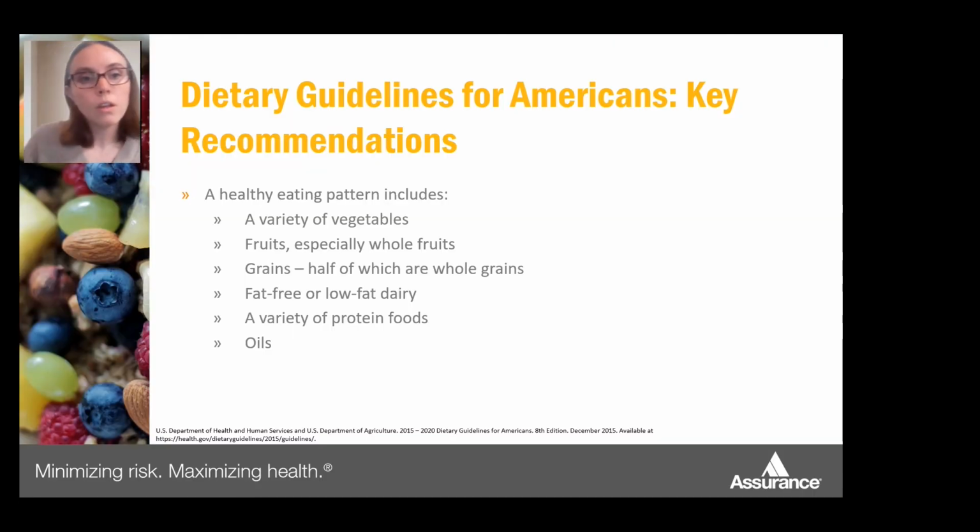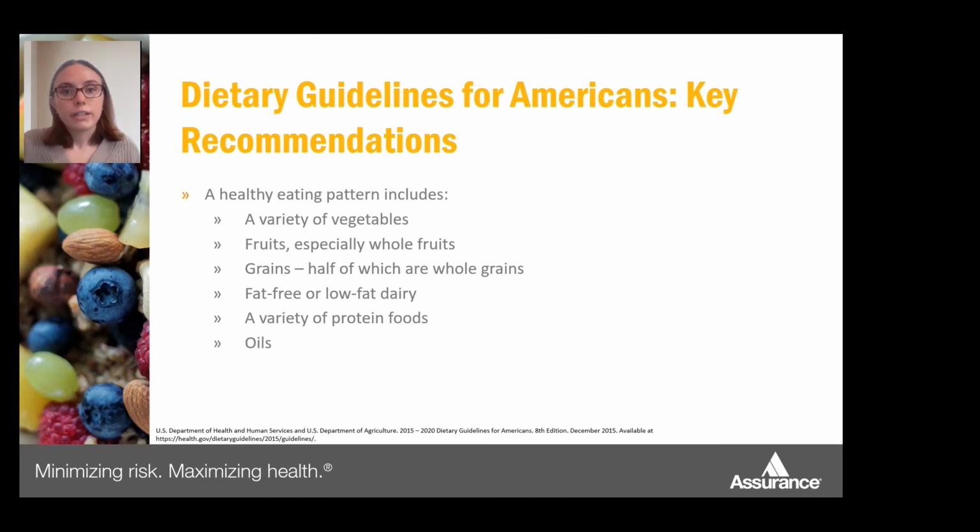Okay, so starting with nutrition here, I first want to establish a baseline knowledge of what a healthy eating pattern is. So for these recommendations, I do reference the Dietary Guidelines for Americans, which is a report that's put out by the USDA every 5 years. And really the goal of these guidelines is to help Americans make healthy food and beverage choices to promote overall health and reduce the risk of developing chronic diseases.